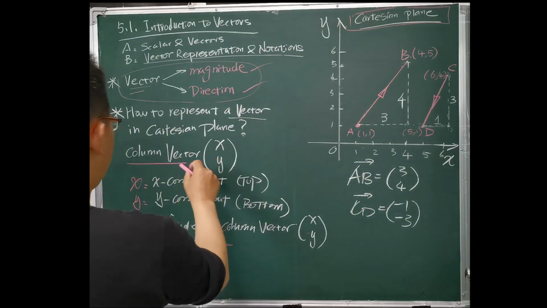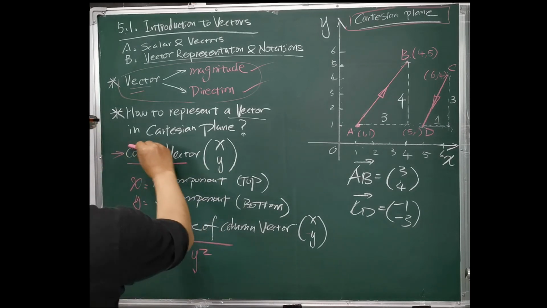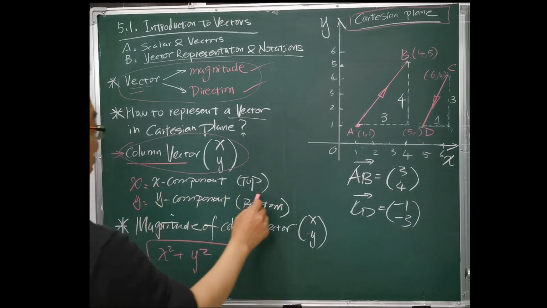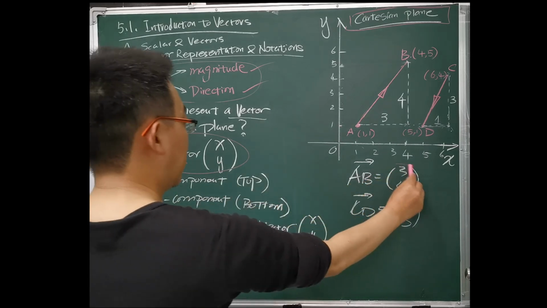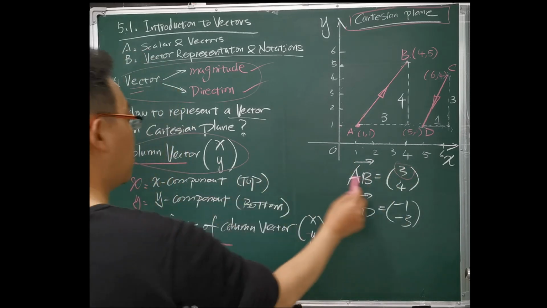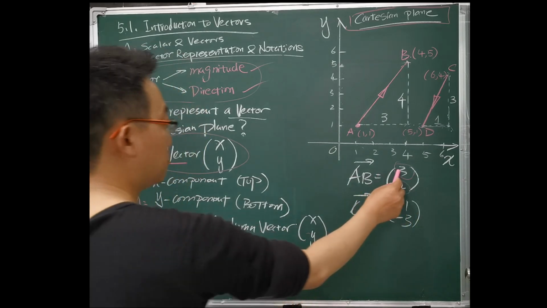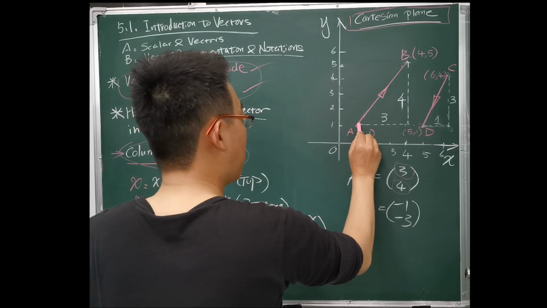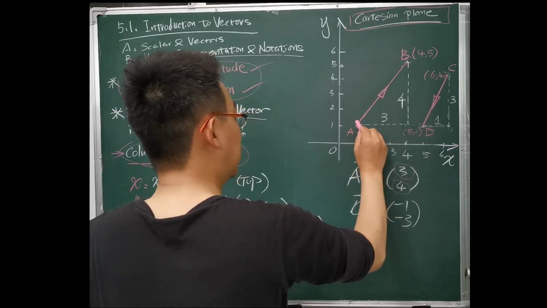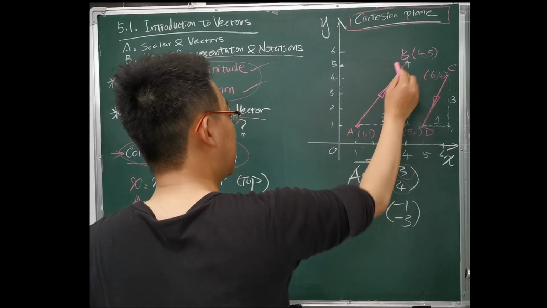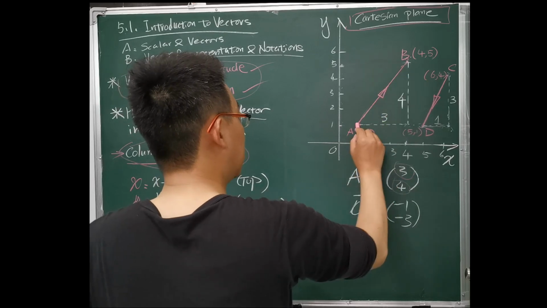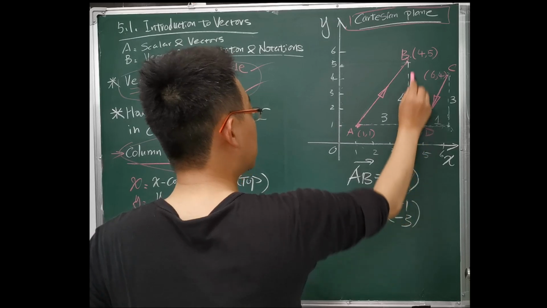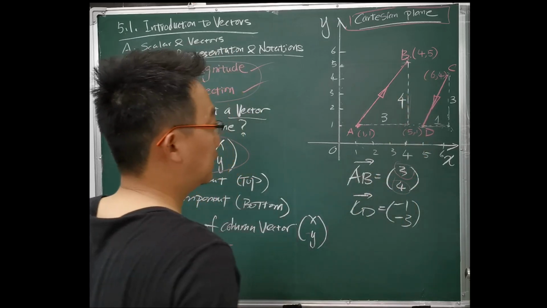So basically we can write a column vector x and y. Okay, x is the x component. The x component must be on top, the y component must be below. So always remember this. This means the point A to B. A is the starting point, B is the ending point. To move to here, they move 3 units to the right and 4 units up. So this is the way to write it.